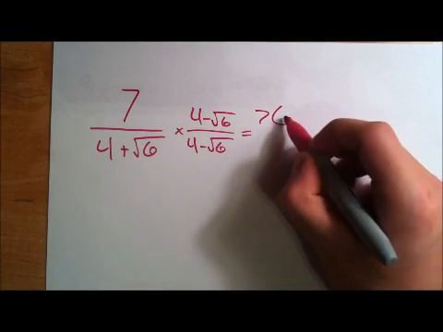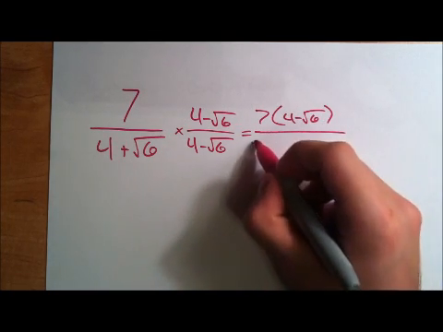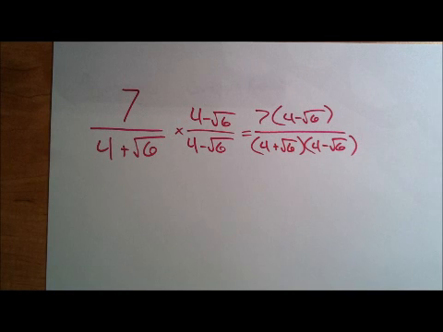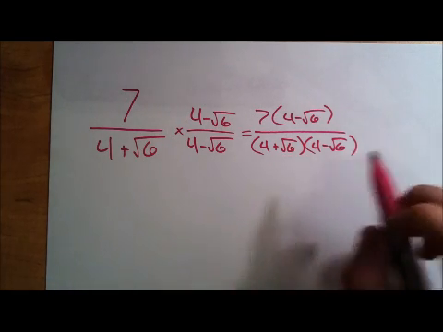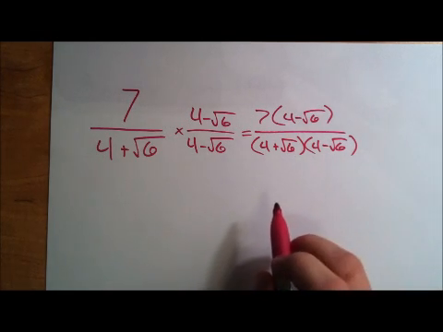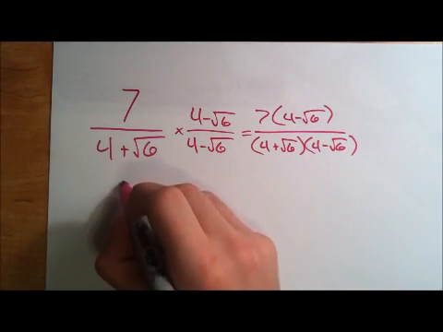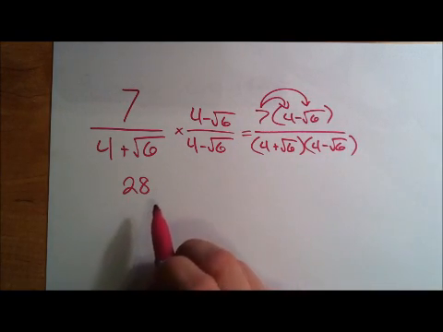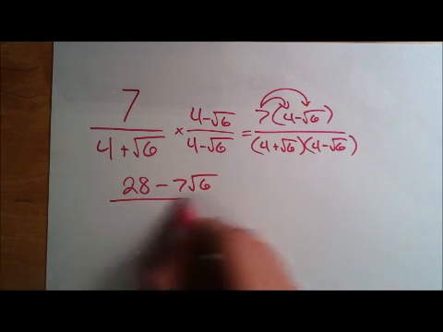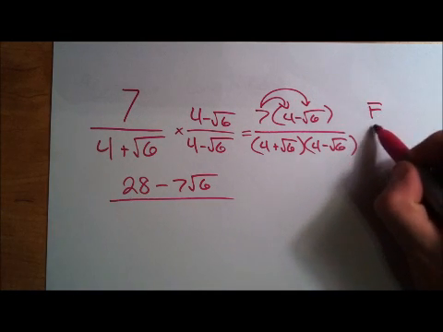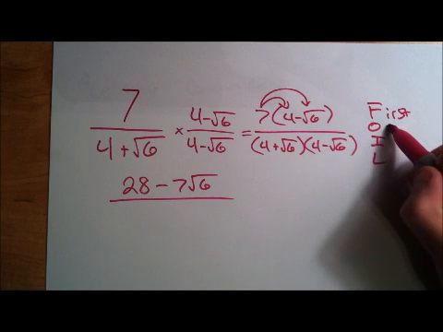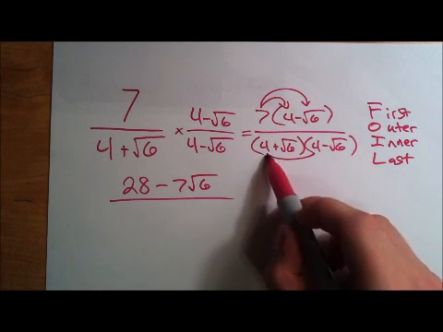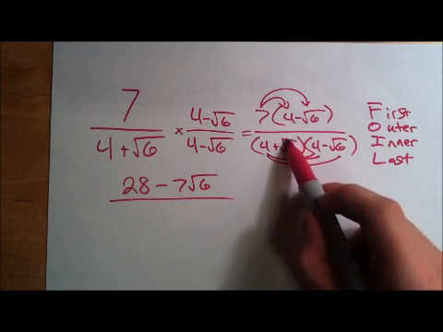And this will equal 7 times 4 square root of 6 for the numerator. And down here, you get the quantity of 4 plus square root of 6 times the quantity of 4 minus the square root of 6. Now, if you do the multiplication, you will end up with 28. You're going to distribute the 7 in here, which is going to have to go to this one as well as this one. 28 minus 7 square root of 6 over. You're going to use FOIL to do this one: first, outer, inner, and last. The first two numbers, the outer two numbers, the inner two numbers, and then the last numbers.